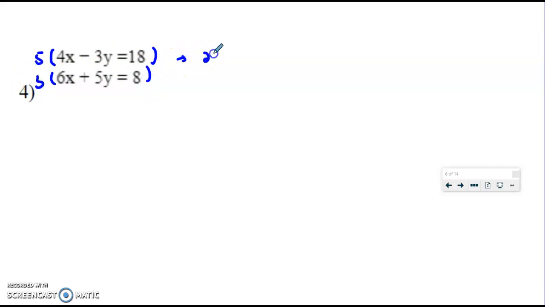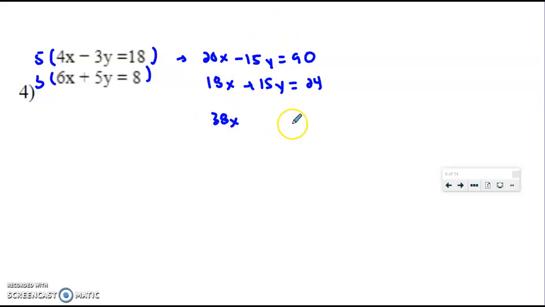So I get 20x minus 15y equals 90. And then I got 18x plus 15y equals 24. So if I take 20 plus 18, that's 38x. Those two y's cancel each other out, and I'm left with 114. And if I divide both sides by 38, in this case, I would get x to be 3.